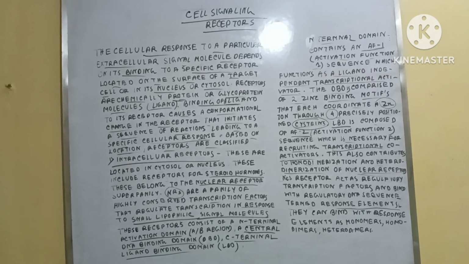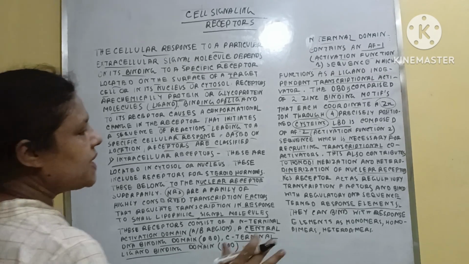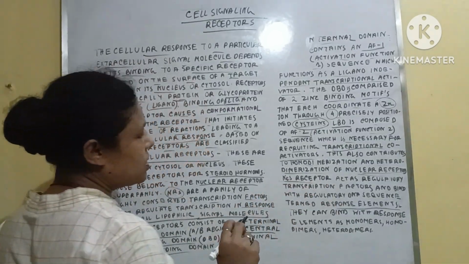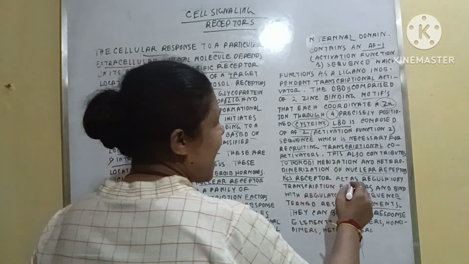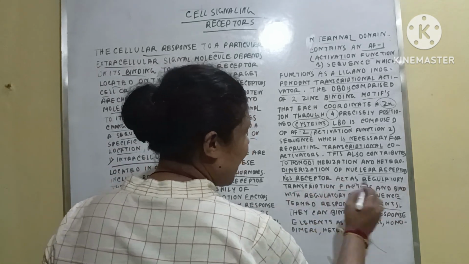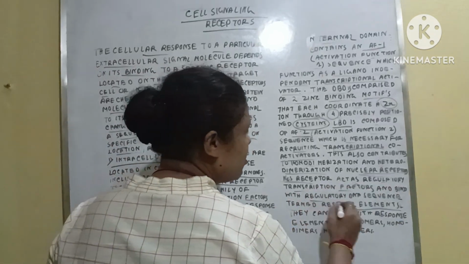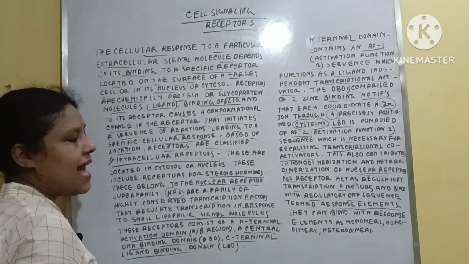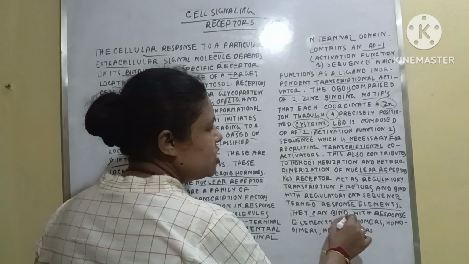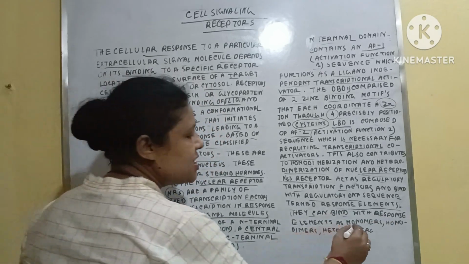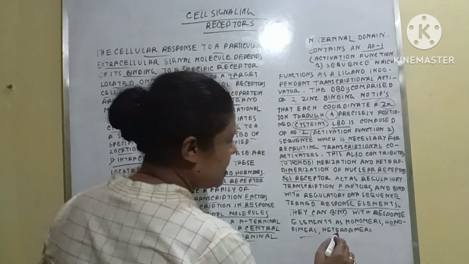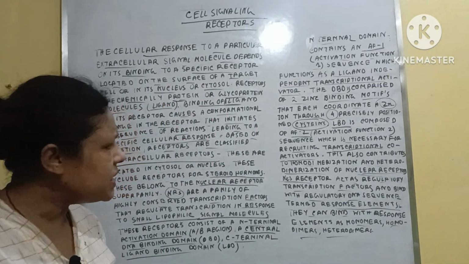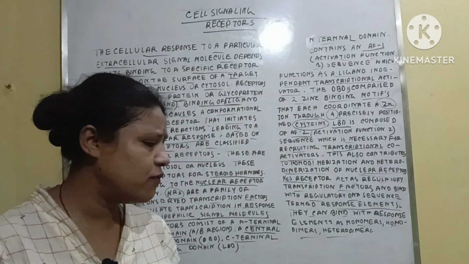So what is this response element? When the nuclear receptors act as regulatory transcription factors and bind with the regulatory DNA sequence, it is called the response element. Generally they can bind with the response element as monomers, homodimers, or heterodimers. So this is the actual topic of intracellular receptors.